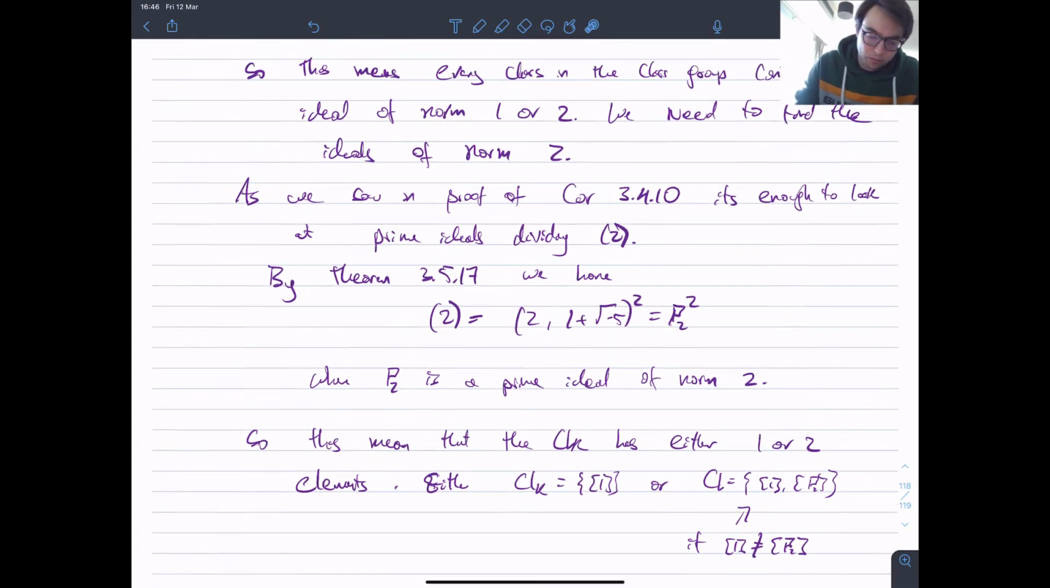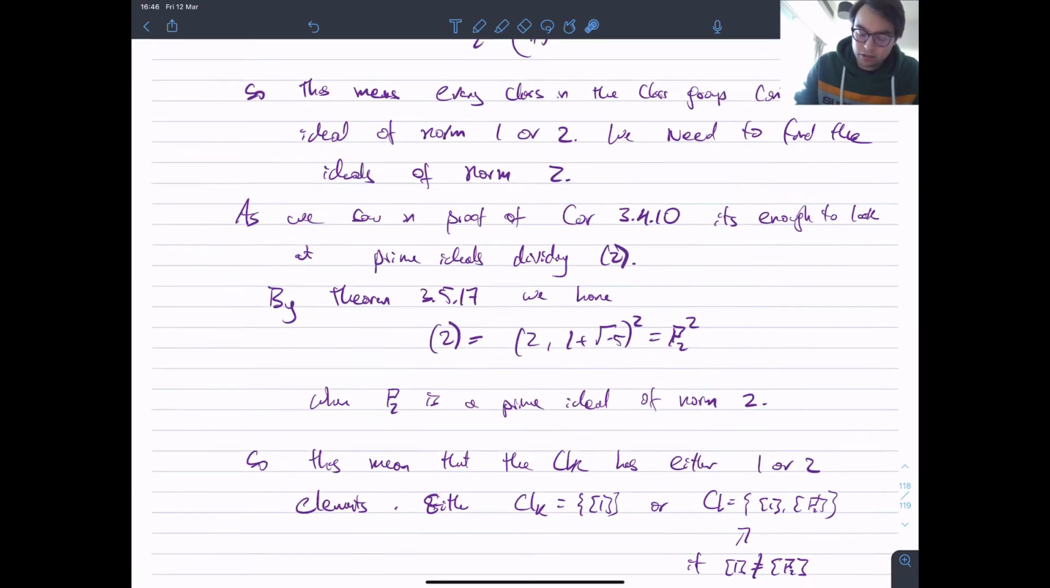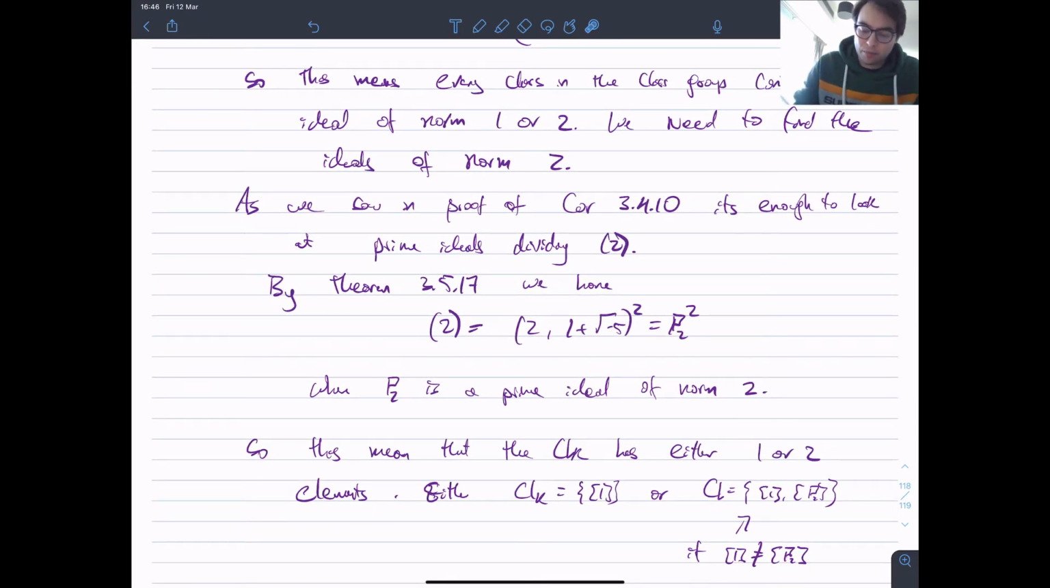So, the theorem that I have, 4.0.3, tells me the classes are going to be represented by elements of norm, in this case, 1 or 2. There's only one thing of norm 1. So I find how many ideals of norm 2 there are. You do this by factoring the prime number 2 in this ring. We can just read off the theorem what it is. It tells us that there is only one prime ideal of norm 2.